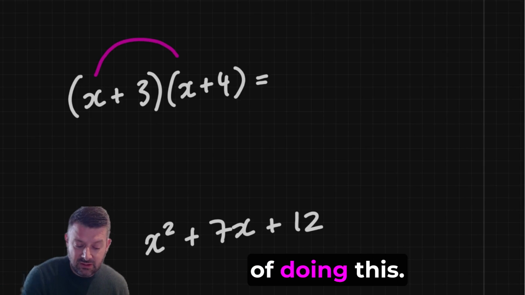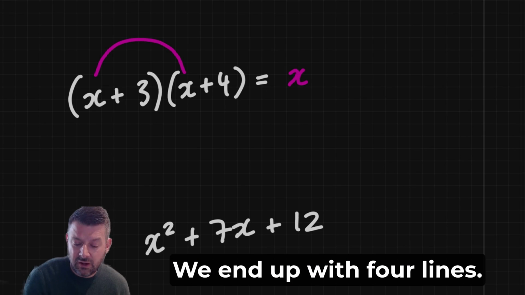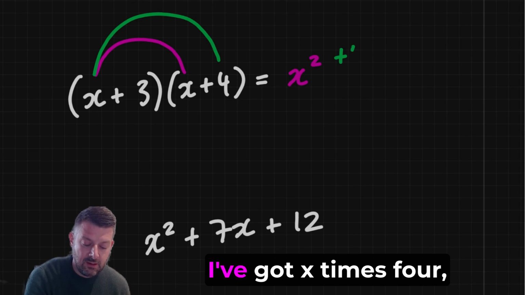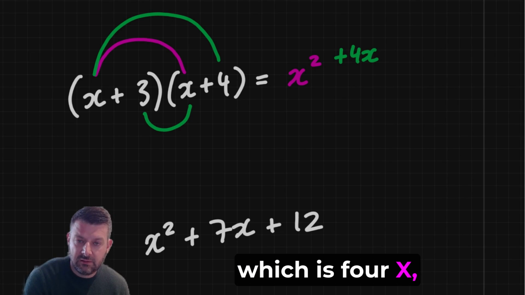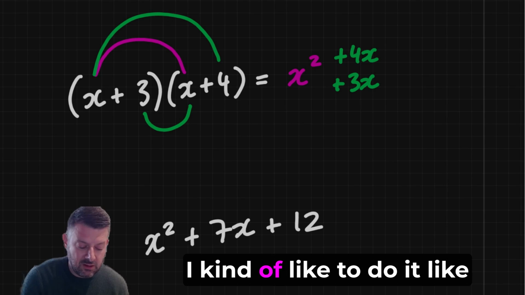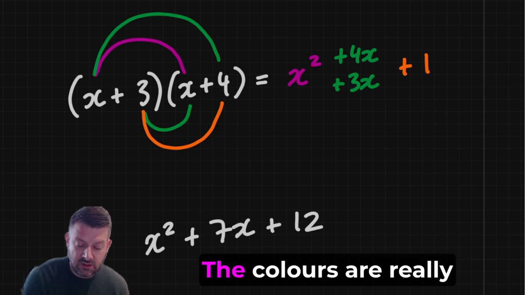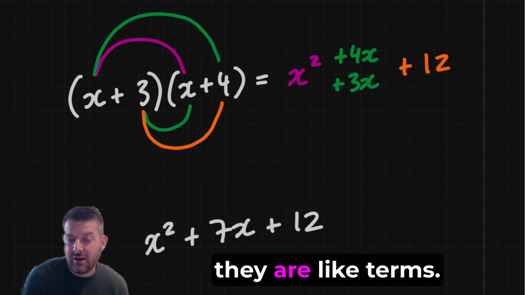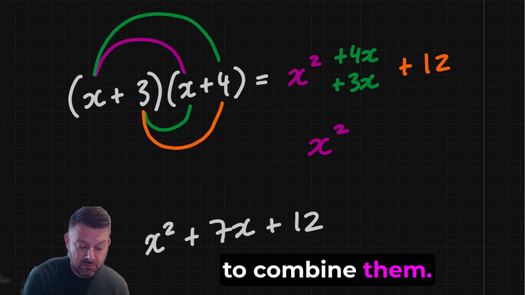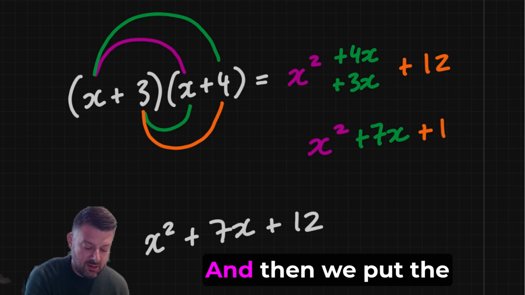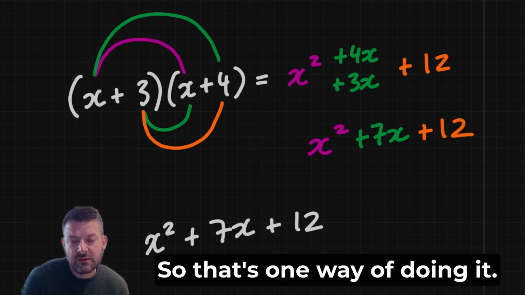So there's a few ways of doing this. We end up with 4 lines here. We've got to do 4 multiplications. So x times x is x squared. We've got x times 4, which is 4x, and 3 times x, which is 3x. So one way of doing this, I kind of like to do it like this, is to use colors. The colors are really important. I've kept the 4x and the 3x in green because they are like terms. And at the end, we need to combine them. So the x squared is x squared, but 4x plus 3x is 7x. And then we put the 12 on the end. So that's one way of doing it. You can do it in a grid. I'll show the grid for the next one.